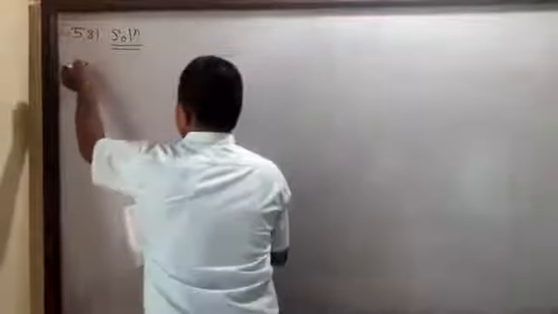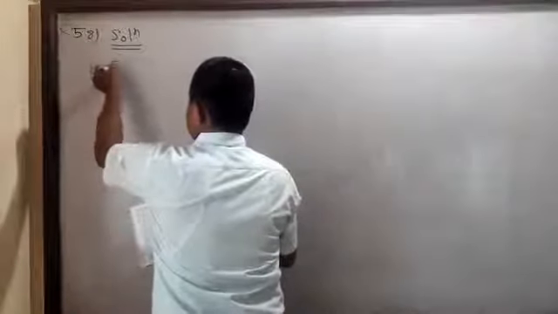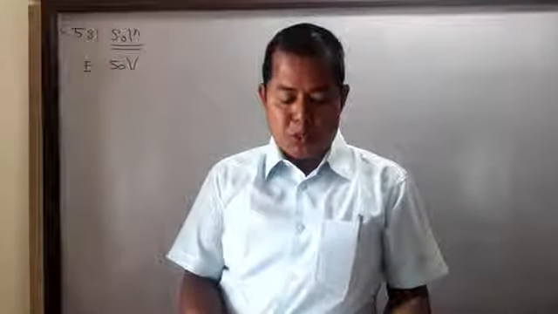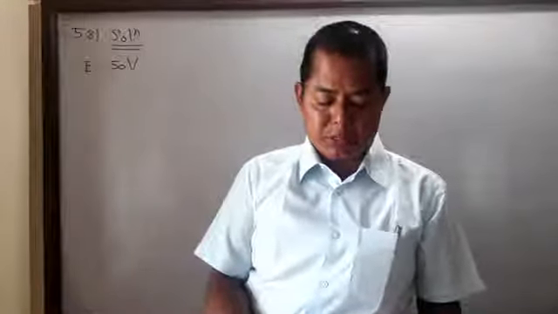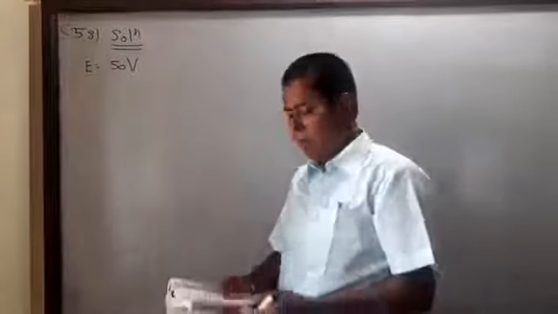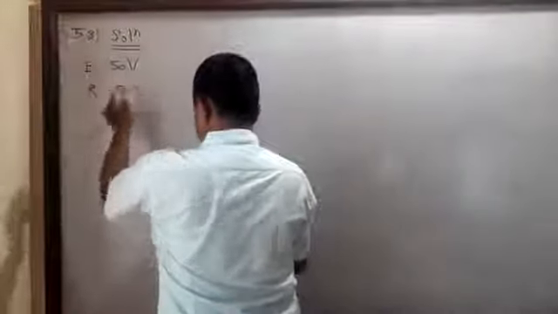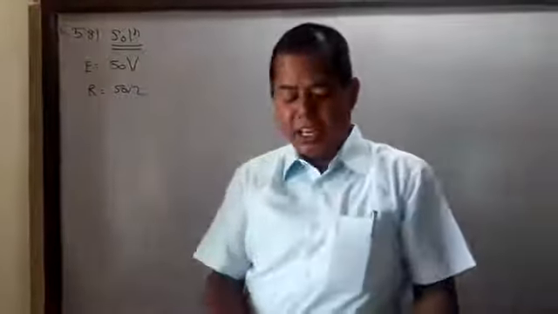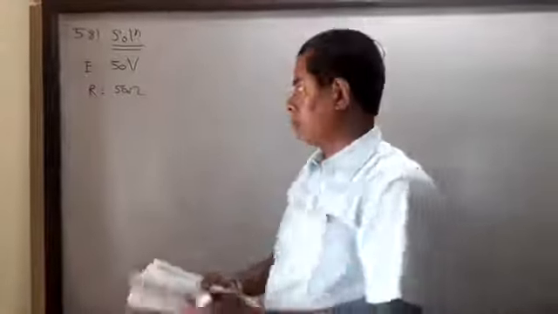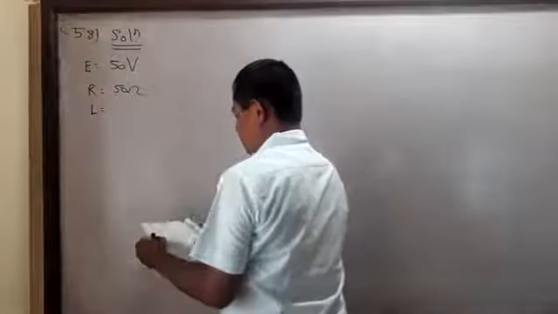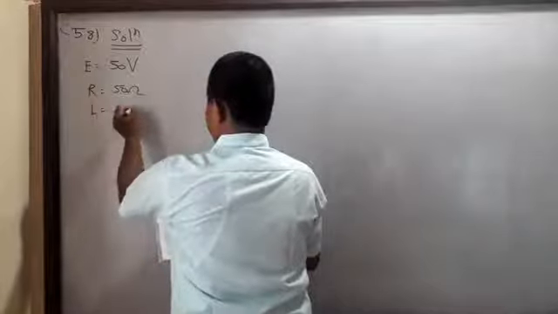AC 50 volt, AC means V. V is given as 50 volt. DC is given as 50 volt. The 50 volt source is connected to a resistor having resistance R. R is given as 50 ohm, in series with a solenoid whose inductance L has value 0.25 Henry.